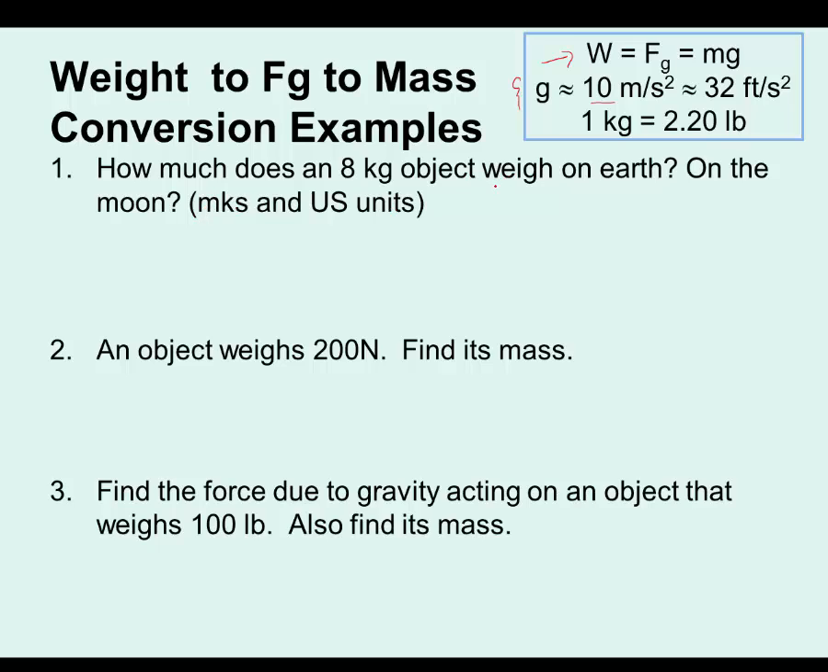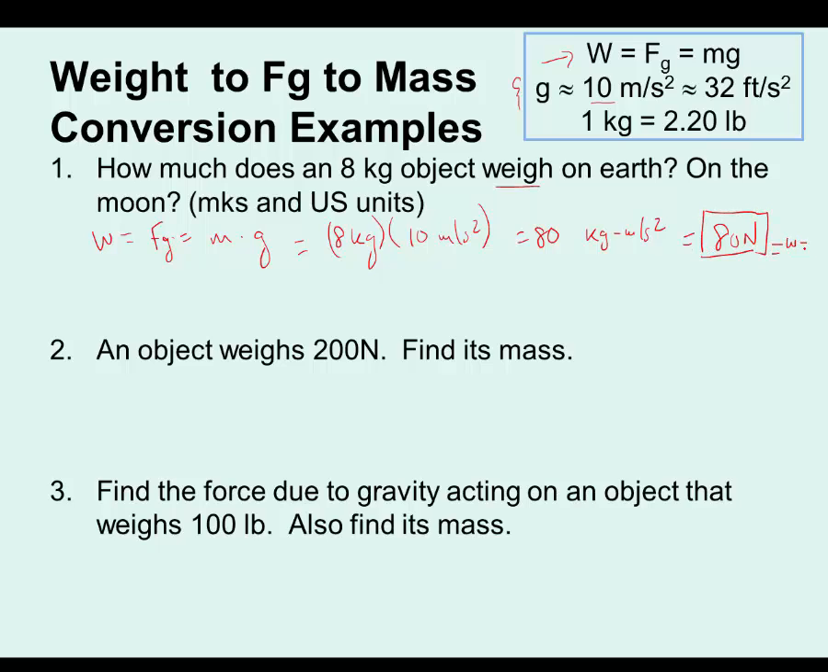So I'm trying to figure out the weight of an object. Well, our weight equals our force due to gravity, which equals the mass of the object times our acceleration due to gravity. We're given 8 kilograms as our mass, and I'm going to multiply by gravity. Our gravitational acceleration is 10 meters per second squared. So I get 80 kilogram meters per second squared. Rather than writing that, I can just call that 80 newtons. There's my answer. There's my weight, which is also known as my force due to gravity.